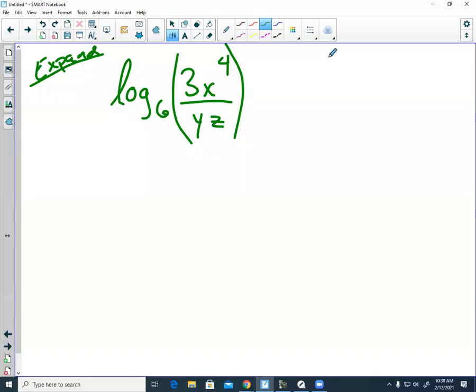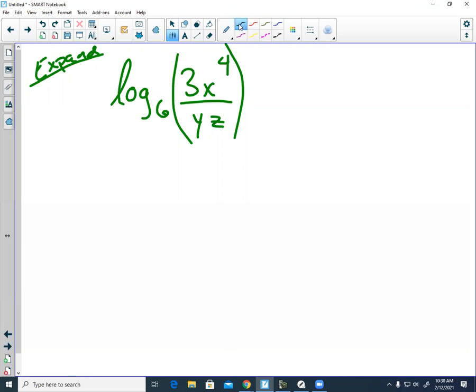So how many things am I dividing by? 2. How many things should I be subtracting then? 2, right? I'm dividing by 2 things, which means that I should have 2 subtraction signs. Because that's what would happen if I was dealing with exponents, right? If I was dividing by 2 things, I would subtract twice. Same thing's happening with logs. If I'm dividing by 2 things, I'm going to subtract twice. So this is where I said be careful with your parentheses.